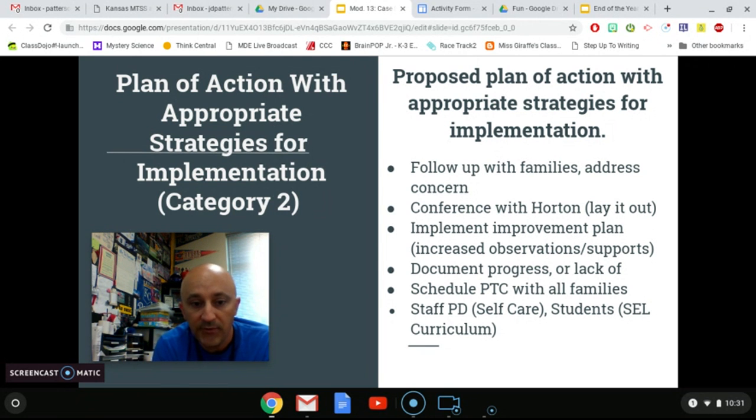And then the last one, staff professional development on self-care. And then for students, implementing some SEL, social emotional learning curriculum to kind of help with some of the strategies to deal with stressors like this. And then on the staff side of things, just providing some extra measures for staff to ensure that they are taking care of themselves as best as they can so they can be their best at school.